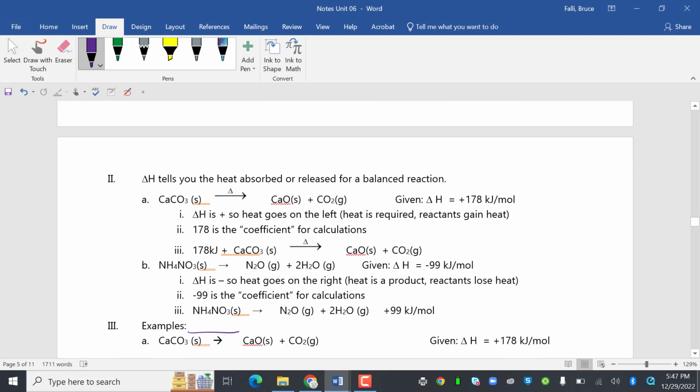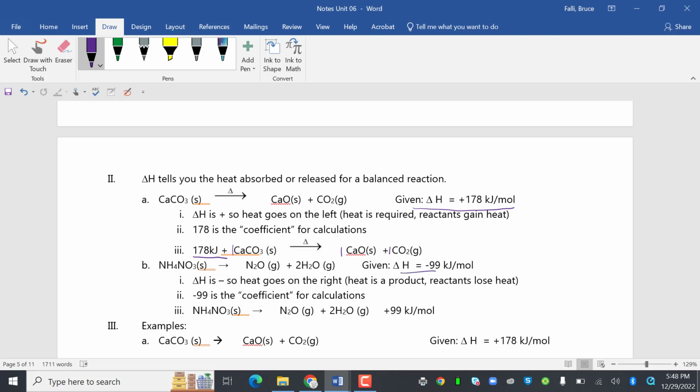Delta H tells you the heat absorbed or released for a balanced reaction. So here we go. This delta H is positive 178. So the delta H is positive, so the heat term is going to go on the left. Heat is required, the reactants gain heat. 178 is the coefficient that we'd use for calculation. So see this right here? Now 178 kilojoules is just like 1 mole of CaCO3. Okay? Now, I just want to emphasize that this is a balanced equation with 1s as the coefficients.